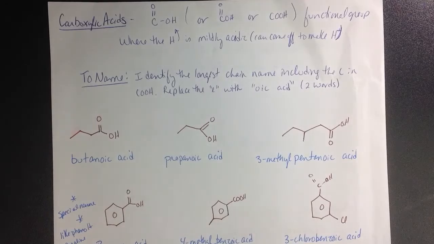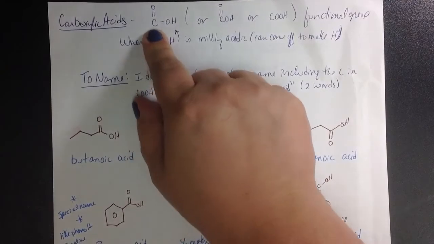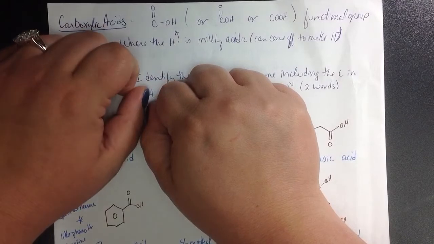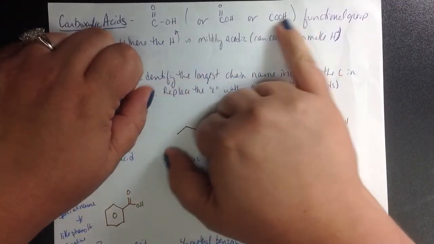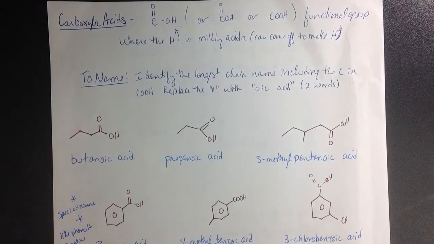Today we're going to discuss carboxylic acids. Carboxylic acids have, at the end of a chain, a carbon that has two oxygens attached to it as well as a hydrogen right here. That can be written in a variety of ways, so you have to be able to recognize it in multiple formats, or you might run into some problems there.